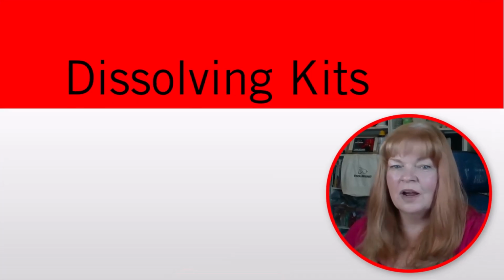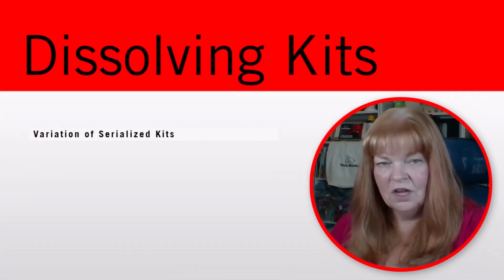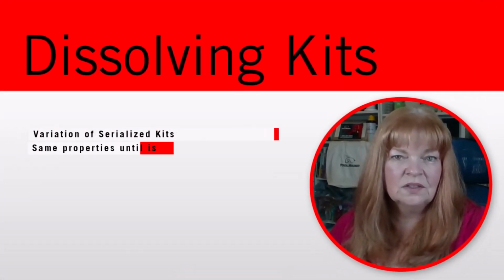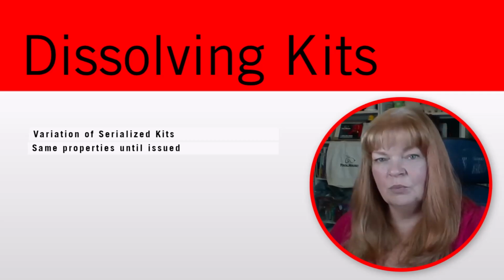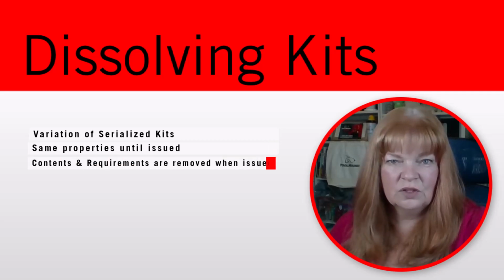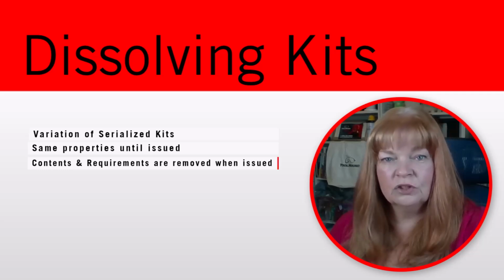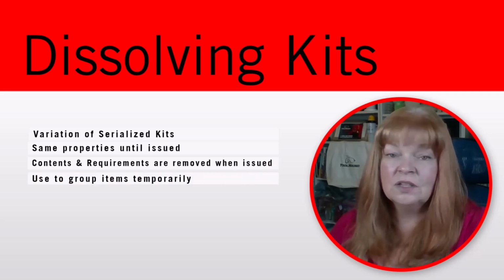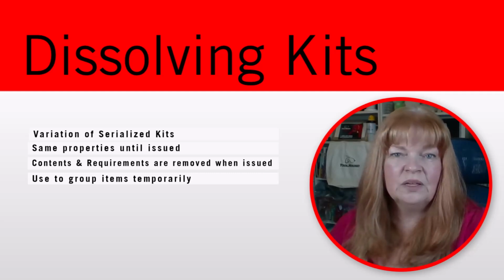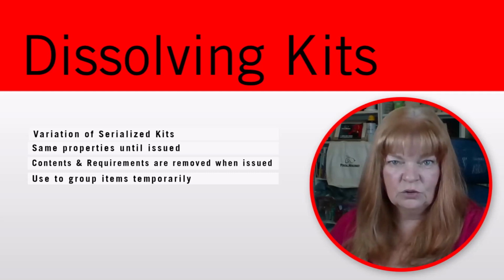Dissolving kits are a variation of serialized kits, so they have the same properties until the kit is issued. At that point, the items are no longer associated with the kit and they're removed as requirements. Use this type of kit to group items together temporarily. An example of a dissolving kit would be a staging or holding area for tools prior to heading out to a project.